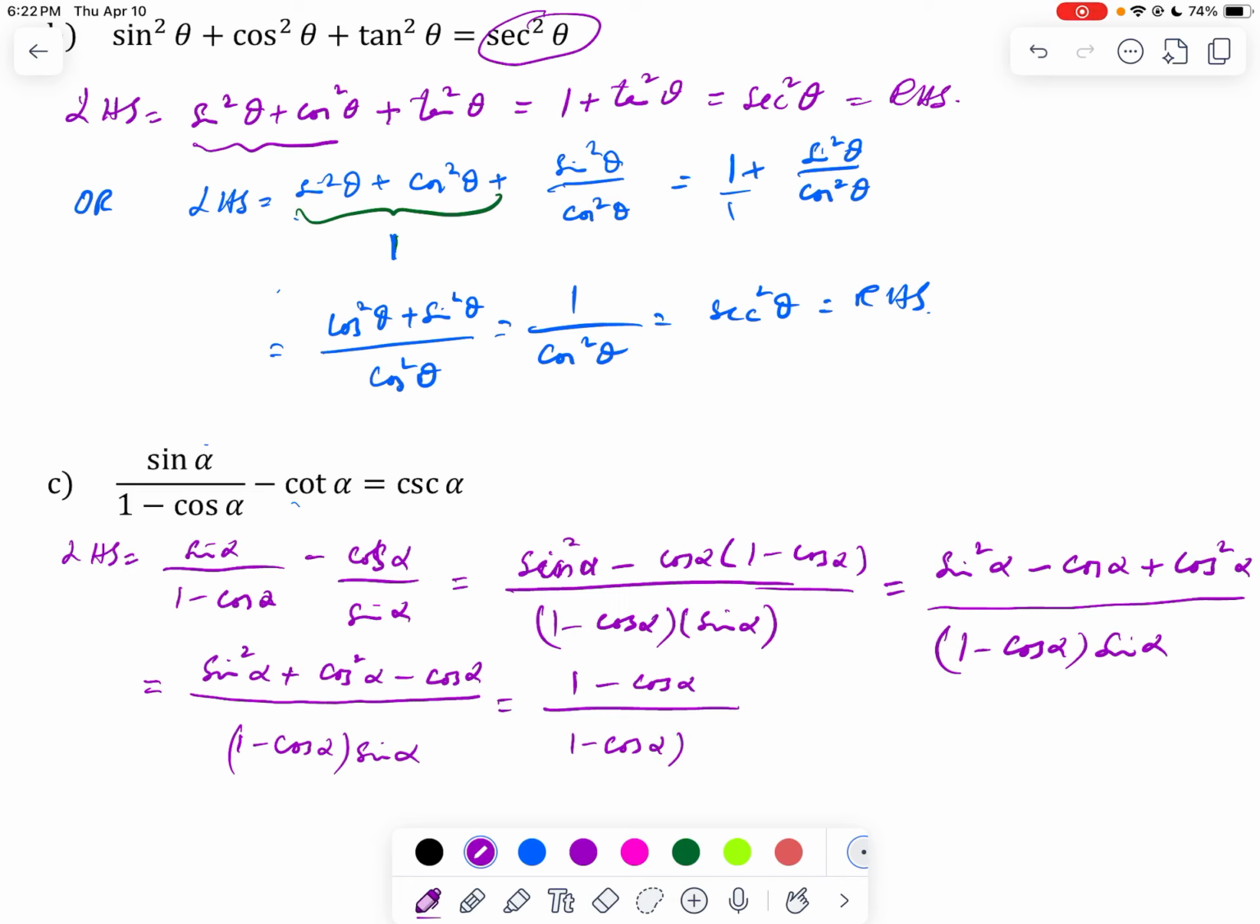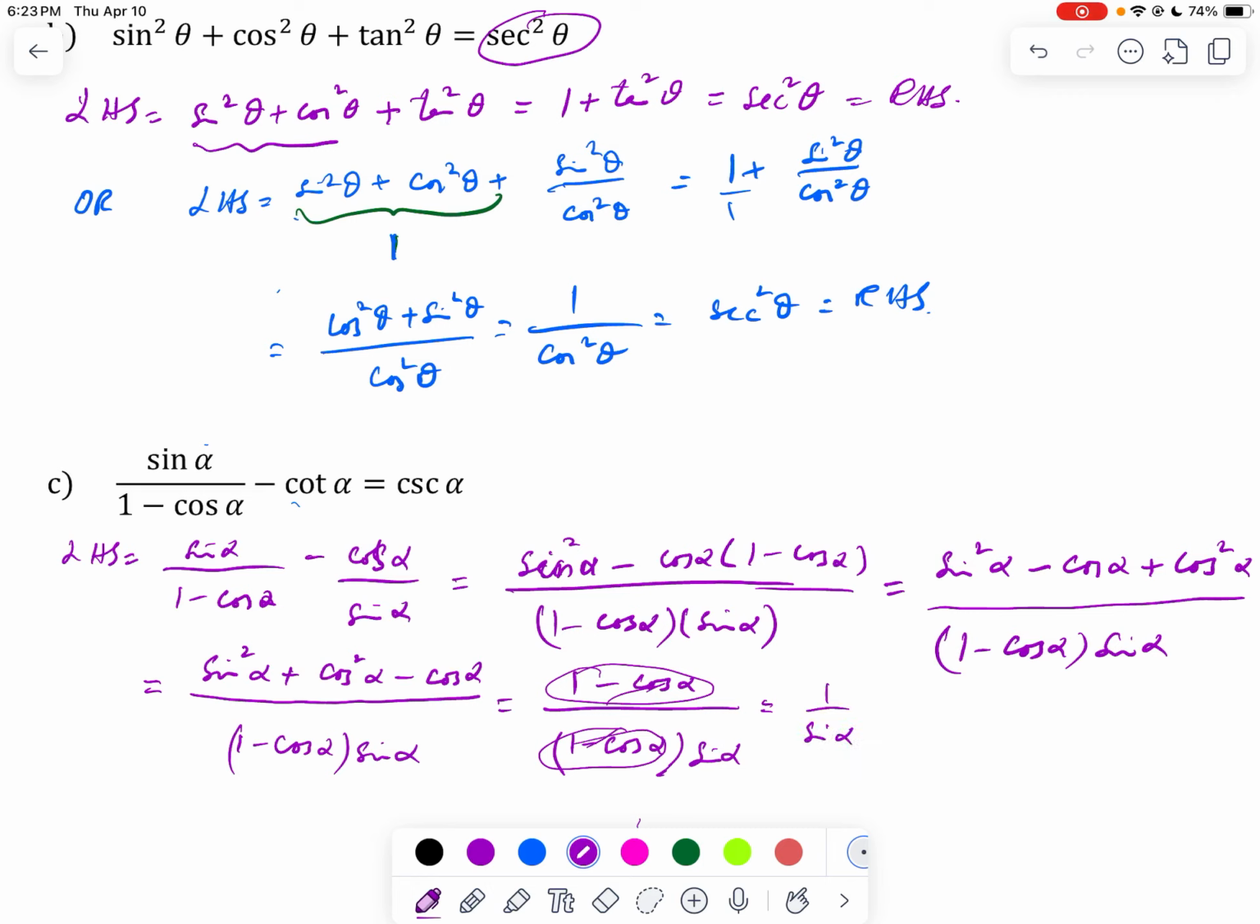Like in the case of algebra, do not multiply out the denominator. We did multiply or distribute in the numerator. We saw that, we did that here. But we do not do the distribution here, okay? So we do not distribute or multiply the denominator. We keep it in factored form. So we have 1 minus cosine alpha times sine alpha. Now we notice that the 1 minus cosine alpha and 1 minus cosine alpha, these two factors cancel out. We are left with 1 over sine alpha.